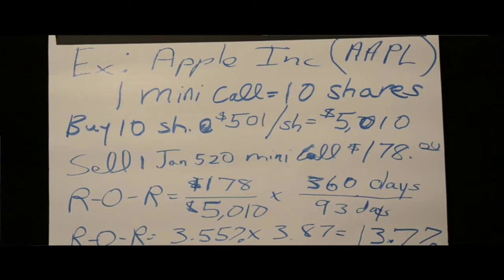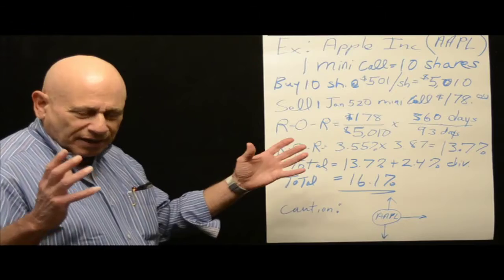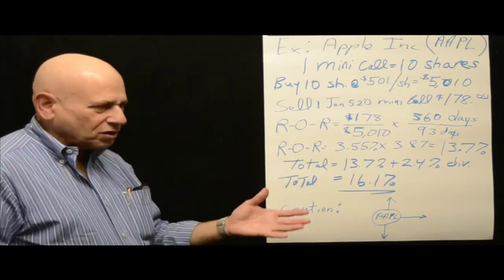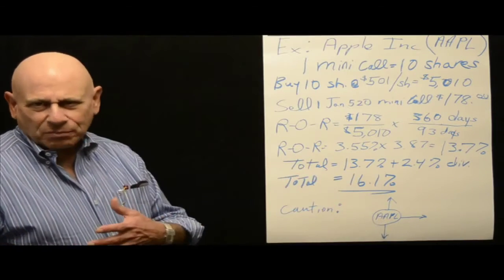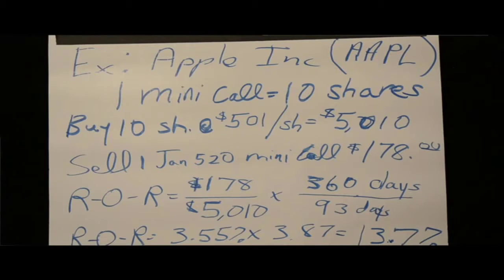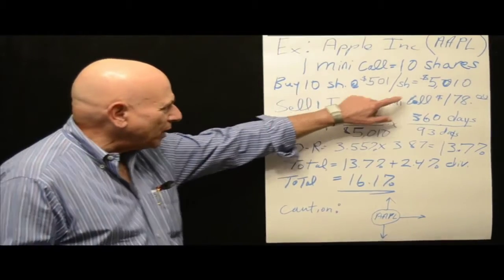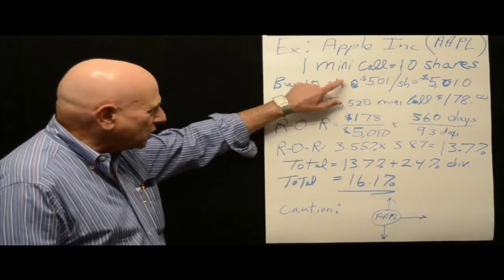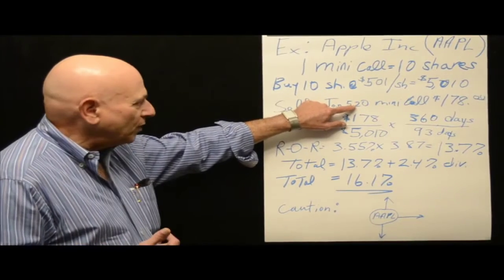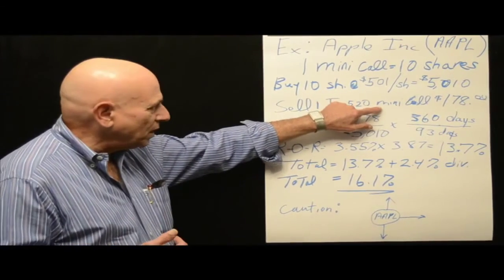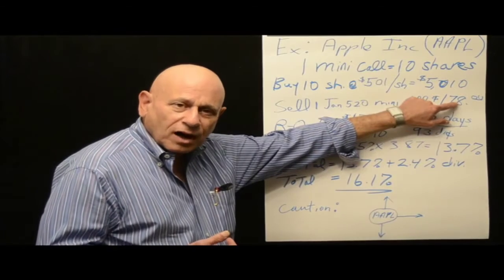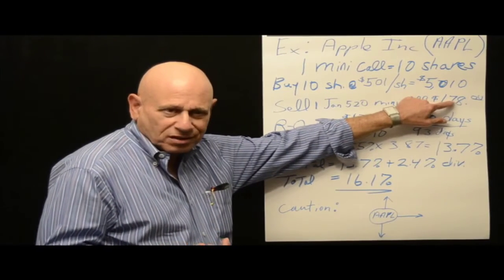You go ahead and sell somebody the right to buy those 10 shares. This is on the options exchange. It's an open market, just like the New York Stock Exchange. It's the Chicago Board Options Exchange. You sell somebody the right to buy your 10 shares of Apple between now and the 3rd Friday. Most of the calls expire the 3rd Friday in January for $520. You bought it for $501, and you sell somebody the right to buy it for $520. It's 10 shares now. It's a mini call. And for that, you receive $178 before commissions.